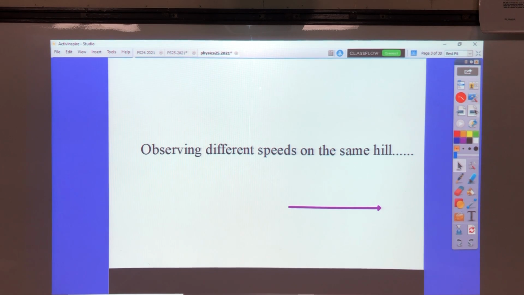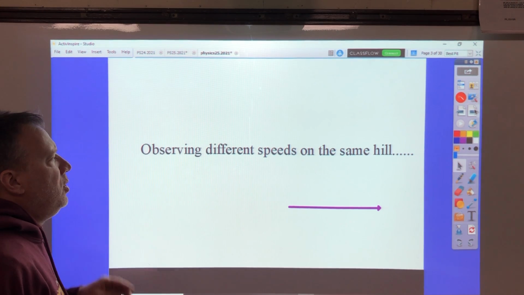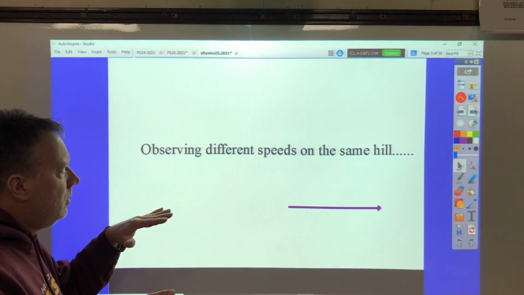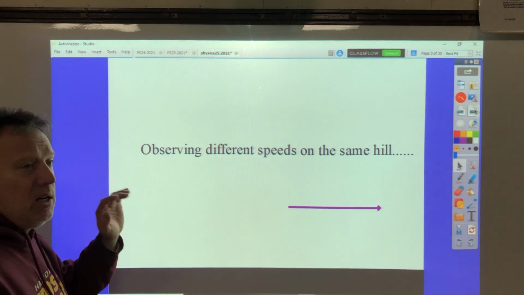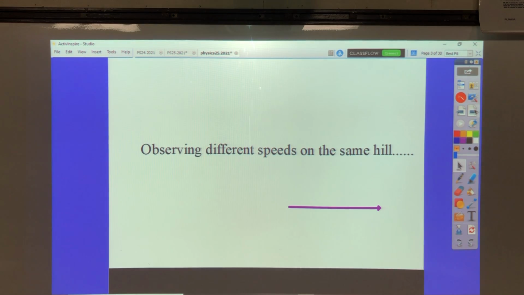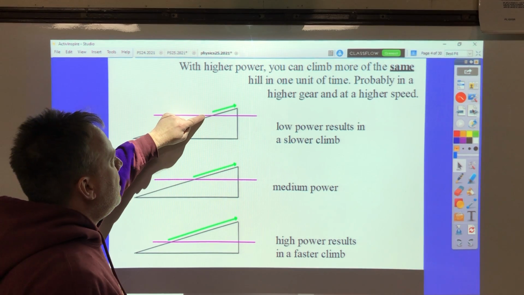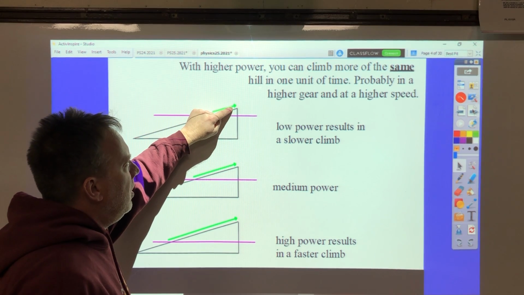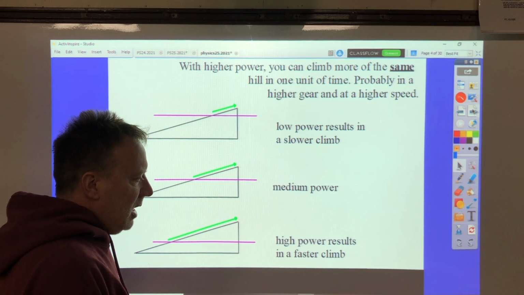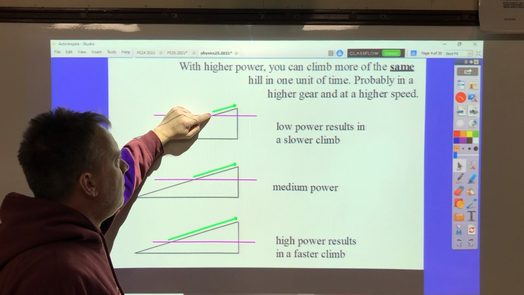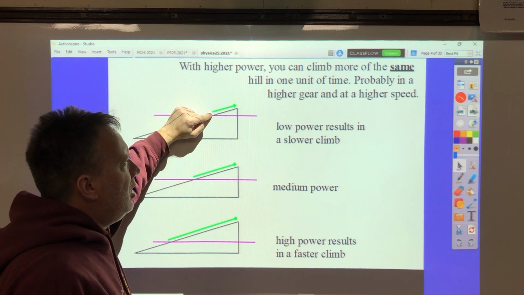Now, here's another way of looking at power. Let's observe two different speeds on the same hill. So you got a hill. Actually, I've got three different speeds. Same hill. If this vehicle has higher power, it can go farther up the hill. Let me try that again. If this vehicle has a low power, it doesn't make it as far up the hill.